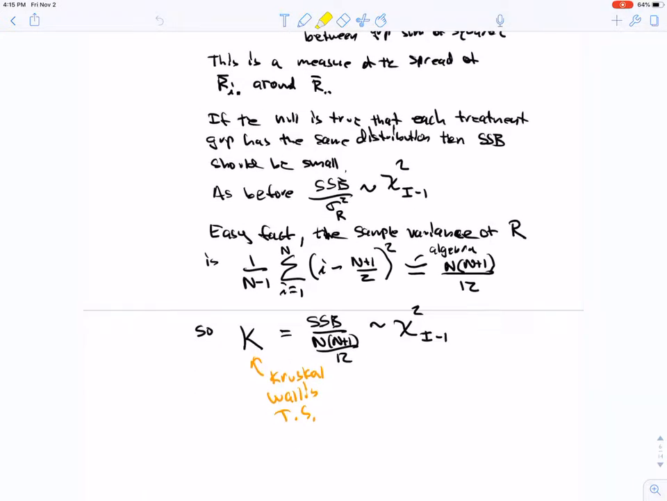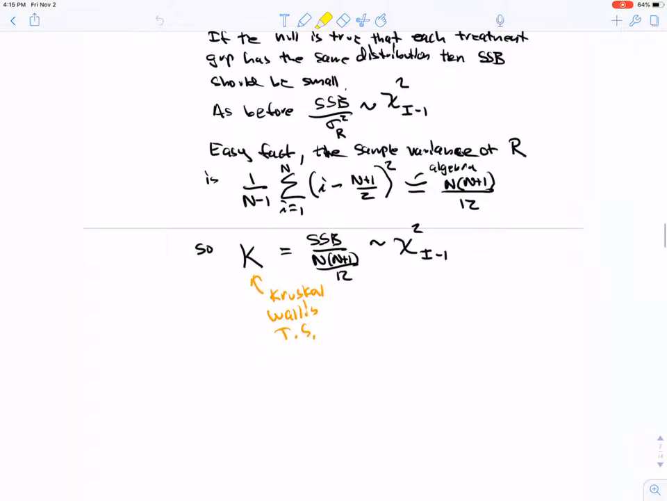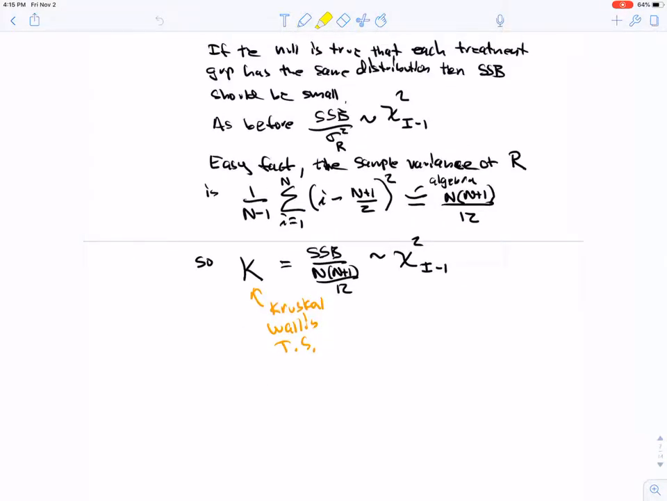And if the null is true, then each treatment group has the same distribution. If the null is true that each treatment has the same distribution, then the SSB should be small because all of the average ranks should be around the same. So as before, SSB over the variance of the ranks is a chi-squared with I minus 1 degrees of freedom.